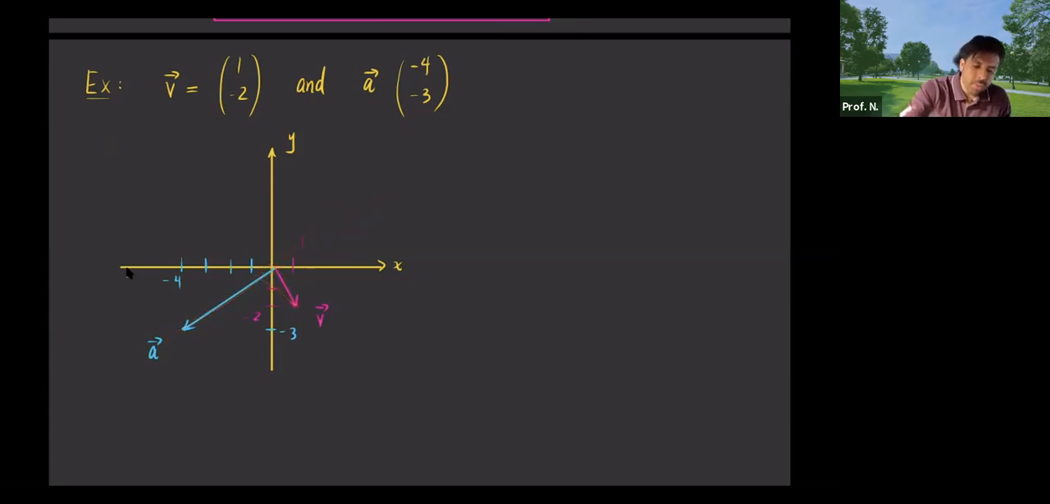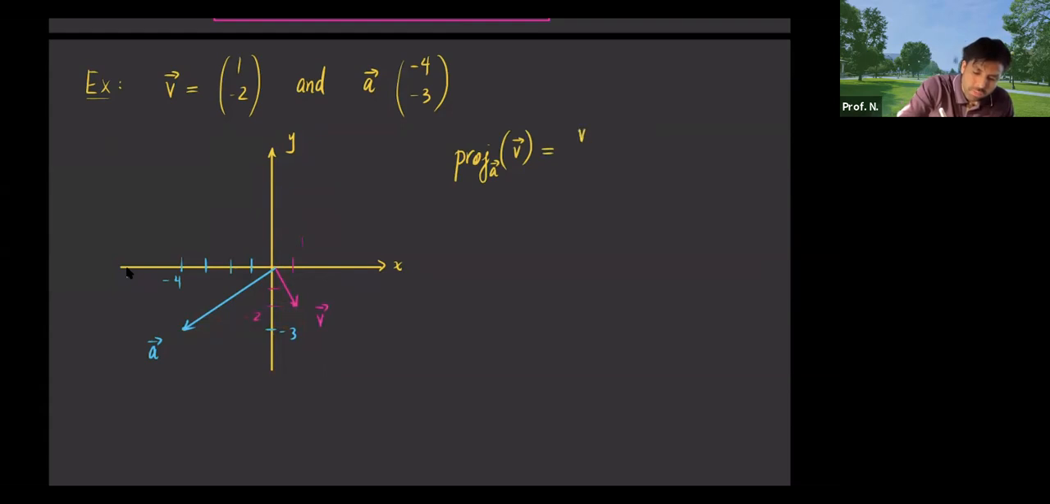So I want to find the projection of my vector V along A. And you can also do it the other way around. You can also say, hey, what happens if I take this vector A and project it along this vector V? What would that look like? What would be the vector? So you can also do that as well. So let's see what this equals.